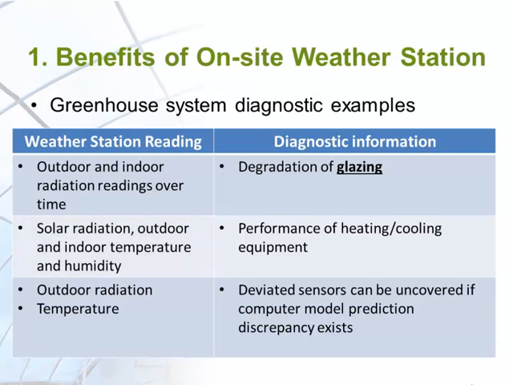The weather station information is also helpful for the detection of faulty sensors. In this case, abnormal sensor readings can be singled out by cross-checking expected readings against the sensor output. The expected greenhouse climate condition can come from a weather station and greenhouse energy balance models. Thus, a deviated sensor can be uncovered if a computer model prediction discrepancy exists.